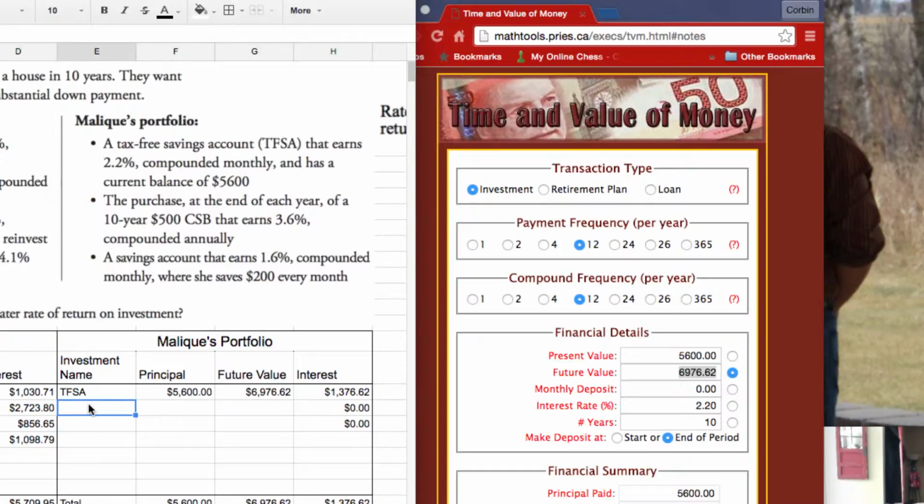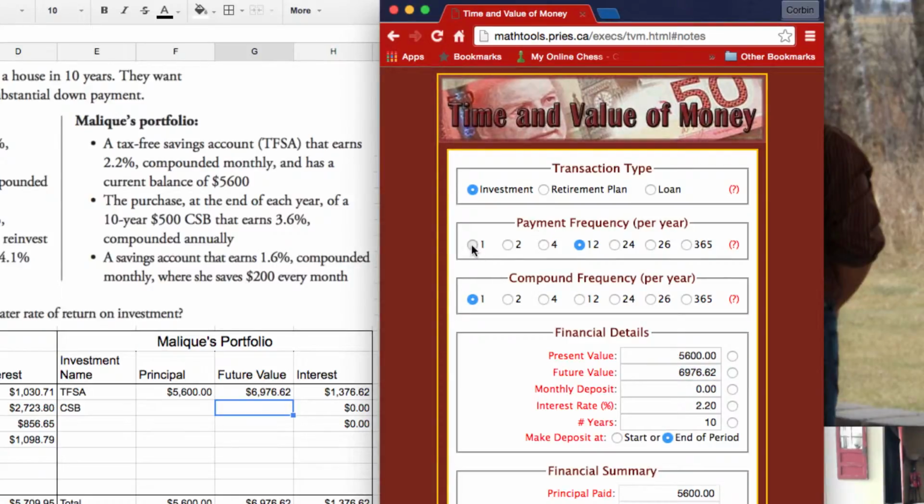Purchase at the end of each year of CSB, Canadian Savings Bond. We'll do the principal last. Let's get the future value first. So how's it compounded? Annually. How much? Present value, $0, right? And future value, we do not know. We're solving for that. Annual deposits are 500 bucks.